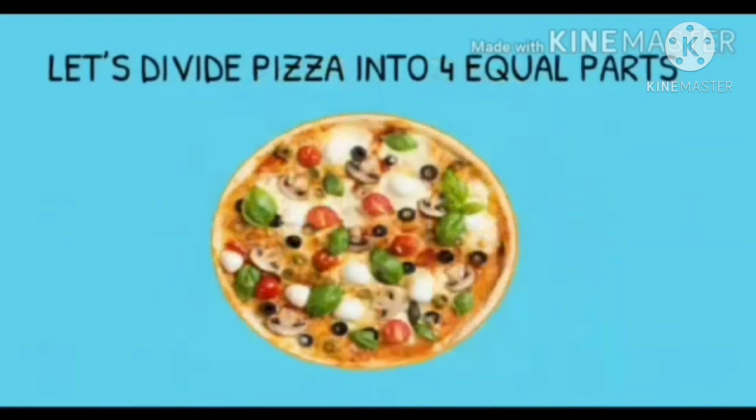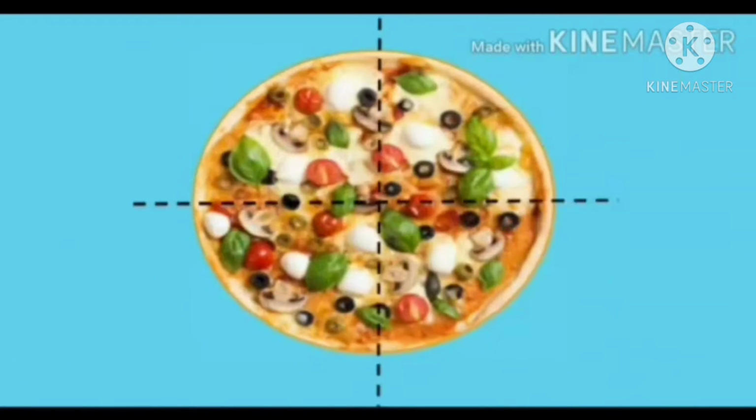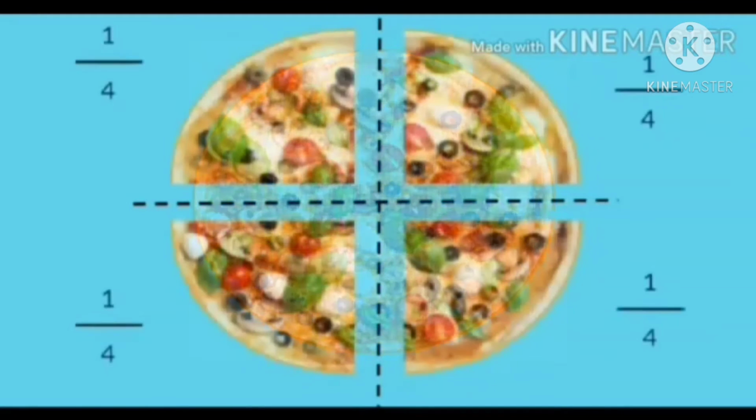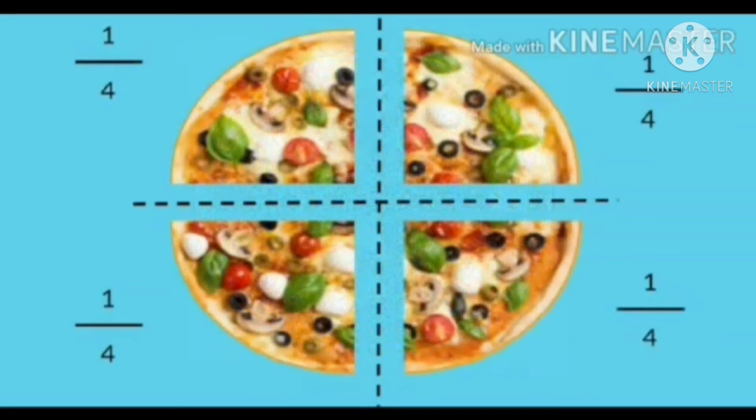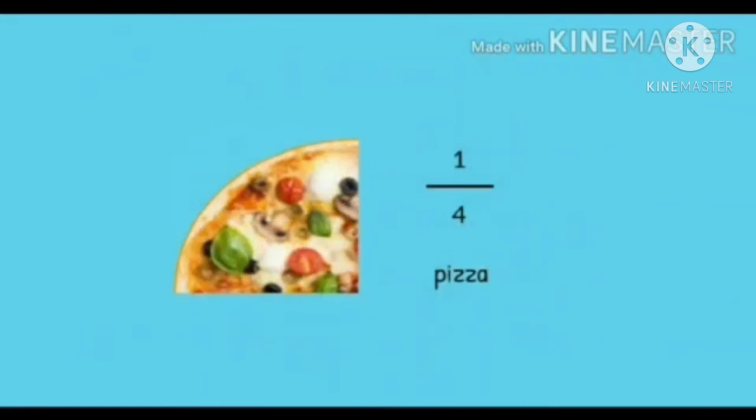Now, let's divide the same pizza into 4 equal parts. Now, you can see that this pizza is divided into 4 equal pieces. Thus, we call each of these parts a fraction of the whole pizza. This is 1/4 of the pizza. It means it is one piece out of 4 equal pieces.